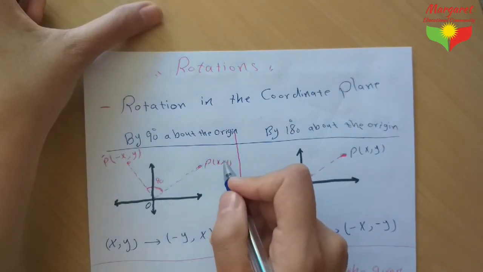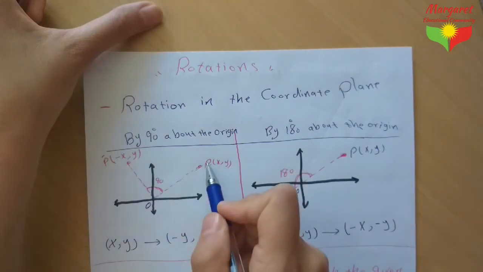y. To find the rotation for this point, change P to P prime.